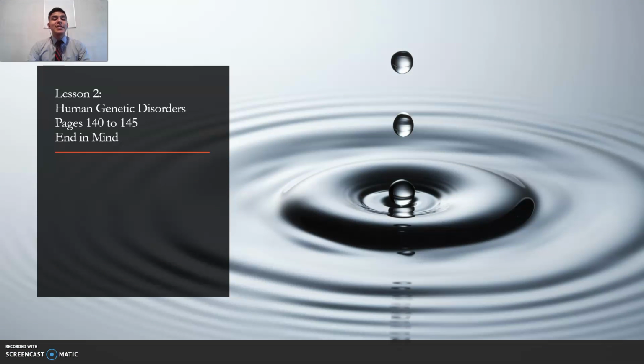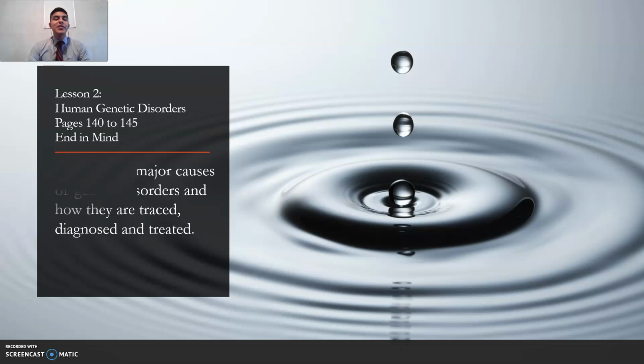Today we're going to be studying lesson number 2, Human Genetic Disorders. You are going to find this topic in pages 140 to 145. The end in mind for today is the following: identify 2 major causes of genetic disorders and how they are traced, diagnosed, and treated.